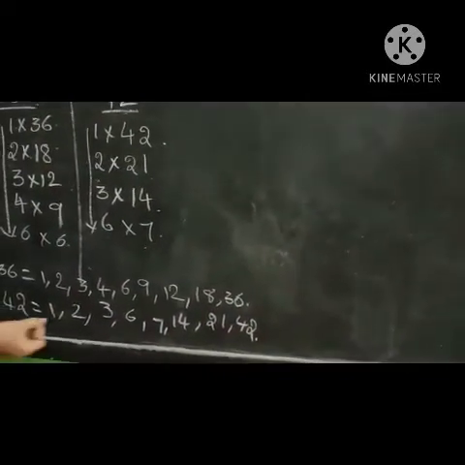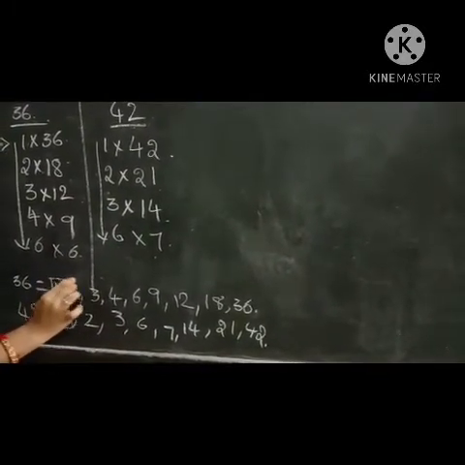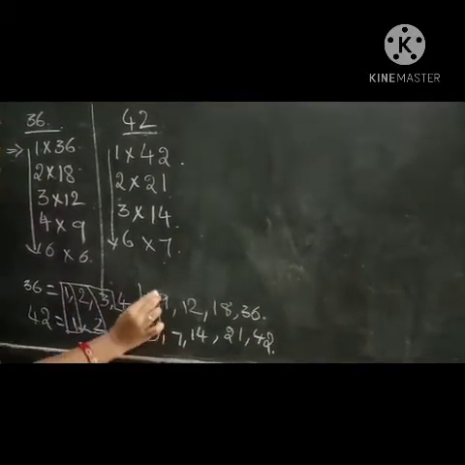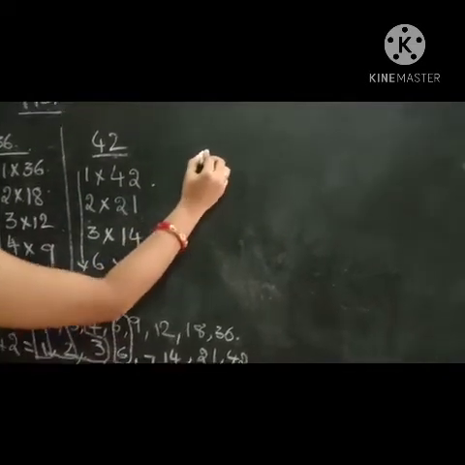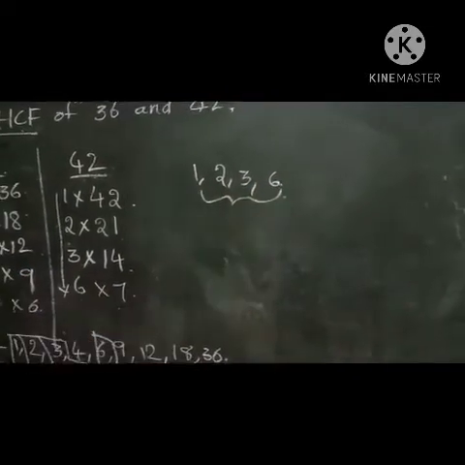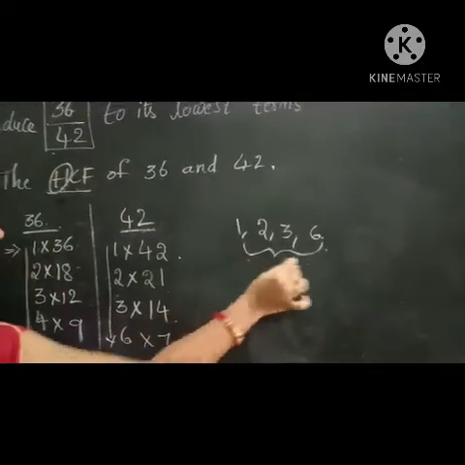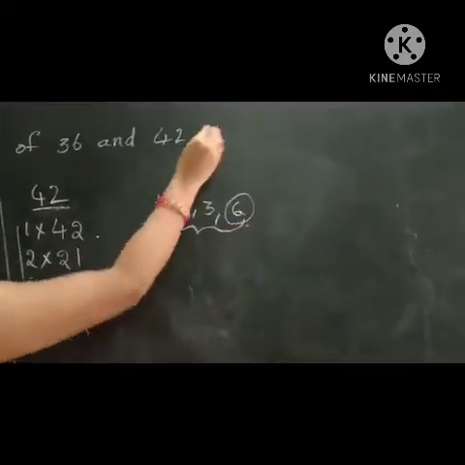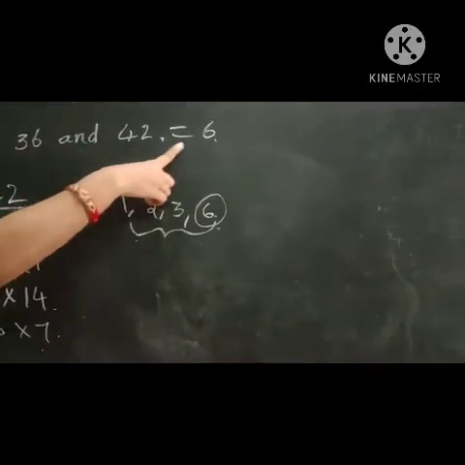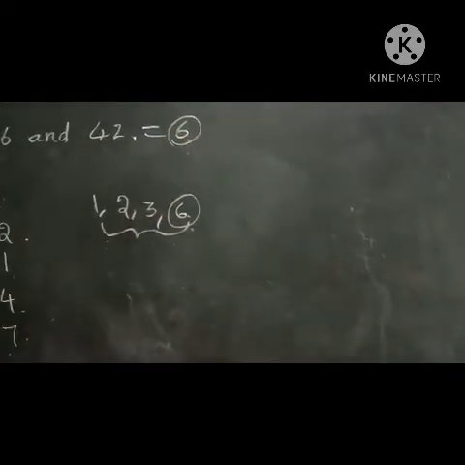Here among these numbers, what are the common numbers? 1 is a common factor, 2 is a common factor, 3 is a common factor and again 6 is a common factor. See here children, 1, 2, 3, 6. Among these 4 numbers, which number is the HCF, meaning the highest number? 6 is the highest number. So the HCF of 36 and 42 is 6. To find this one number, we have to do this whole process.